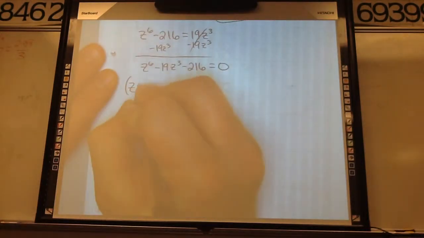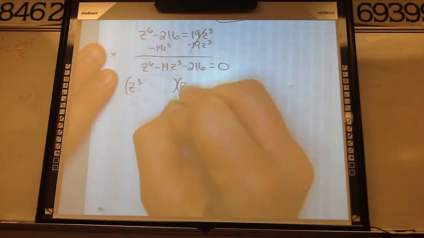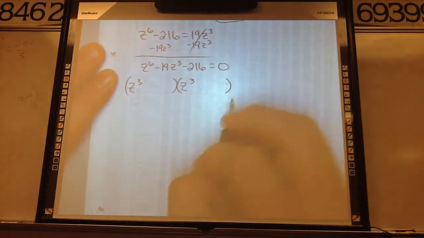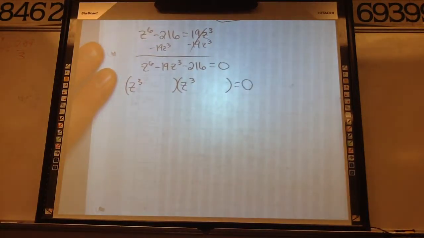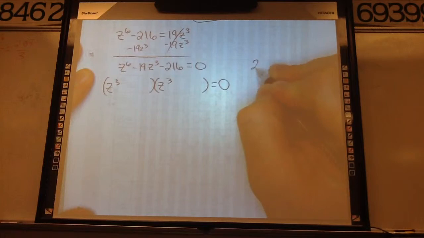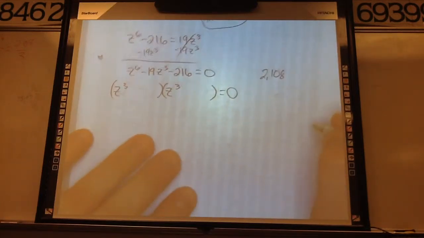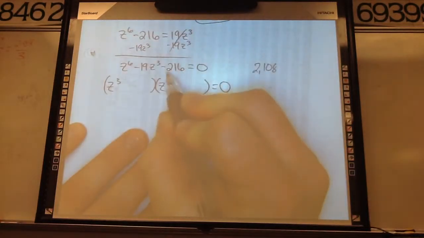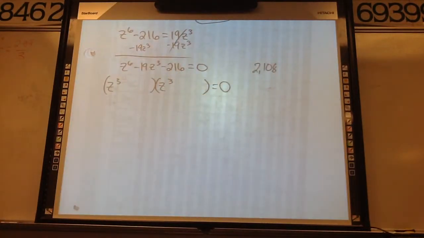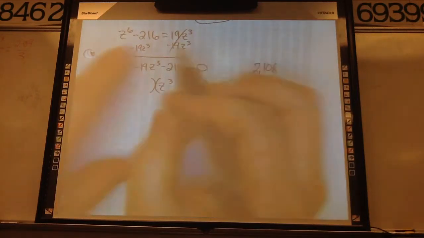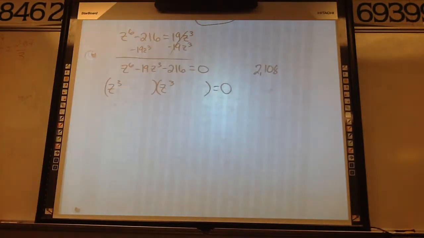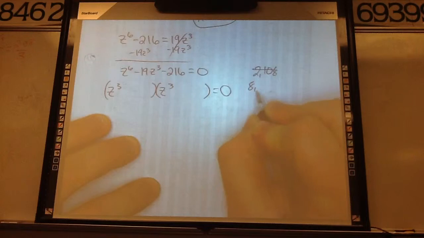Okay, now we've got z to the third, z to the third. What multiplies to 216 and adds to 19? Well, negative 19. 2 and 108 do, but those are way too far apart. 3 does go into it, but they're still going to be too far apart. You know what I mean by too far apart? Yeah. So we got to move to the middle. So it's 8 and 27.